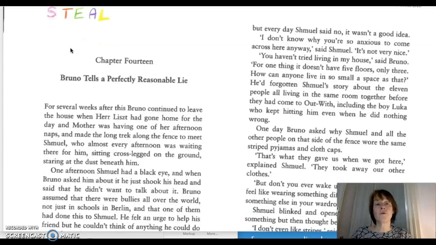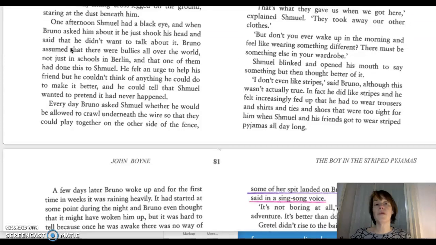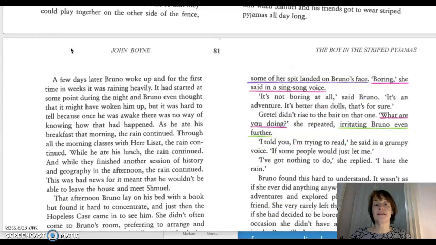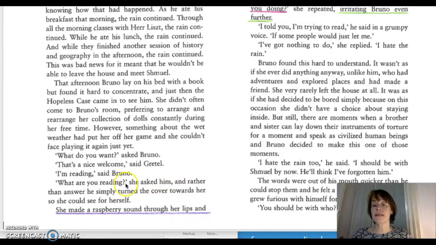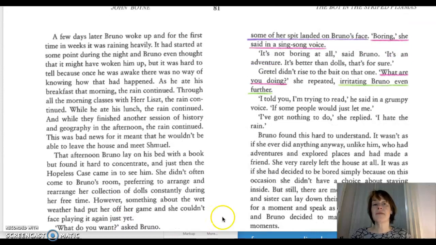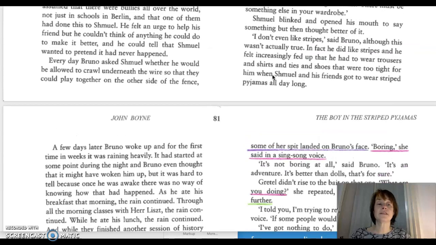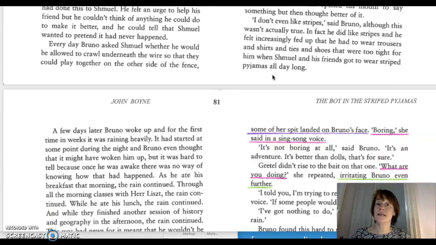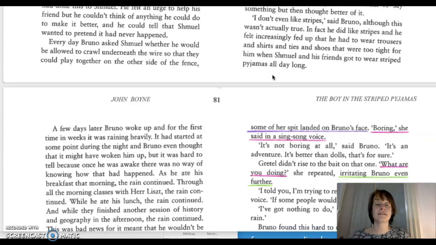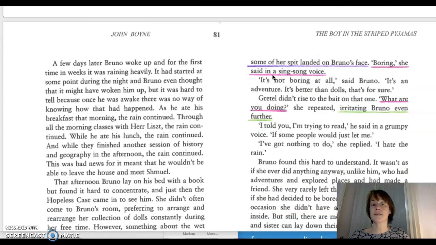So we finished off, or we had mentioned that Gretel had made a raspberry sound through her lips, and that was classified as an action. Let's continue and see what else she did, or what else she said, or the other effect that she had on others. Right below the raspberry sound, do you remember what a raspberry sound means? It means doing this, which definitely tells me something about her character. It means she's aggressive, she's mean.